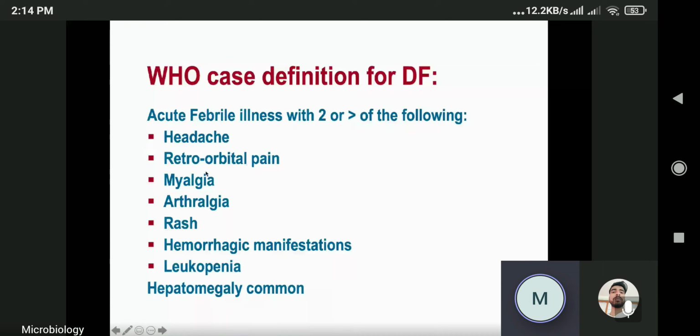Okay, headache or retroorbital pain or myalgia or arthralgia or rash. Okay, and this is the definition where we suspect dengue fever. Okay, another is dengue hemorrhagic fever. This one is very important.